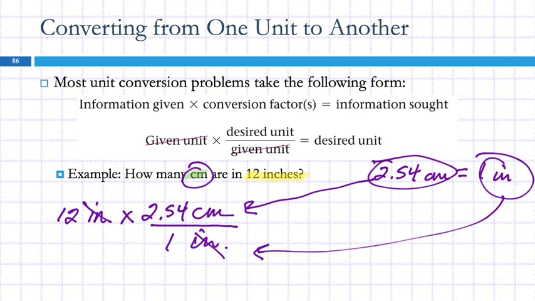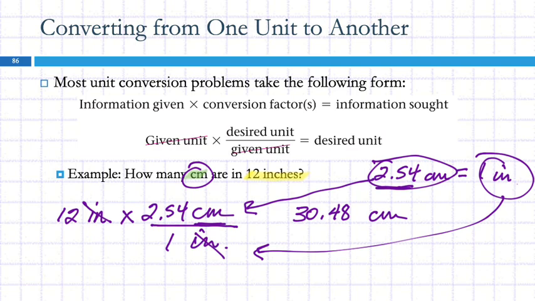So I'm just going to put this number with the unit after I decided where the unit needed to be. And now I've got 12 times 2.54 divided by 1. So 30.48, and the only unit left is centimeters. Now practice your sig figs here.